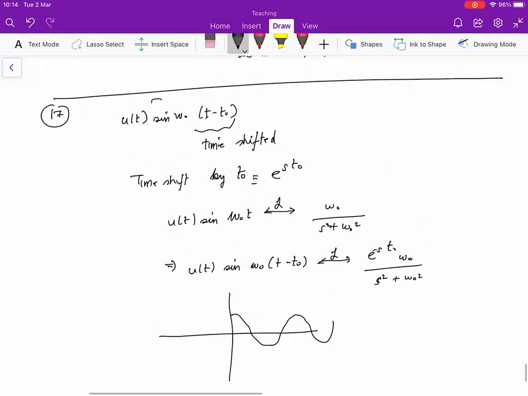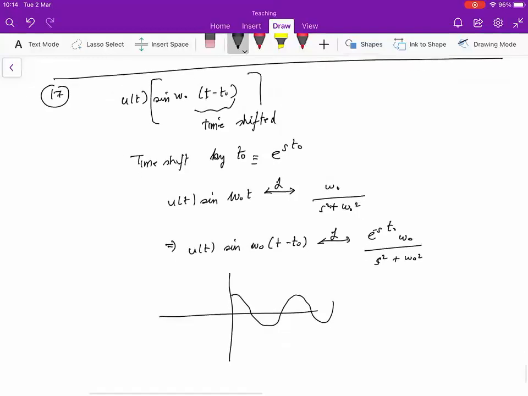We can view this over here as the time shifted value, and then the u(t) is, should we say u(t minus t naught)? Let's see. Yeah, so if t naught is positive, fine; if t naught is negative, then you're going to get into trouble, maybe.